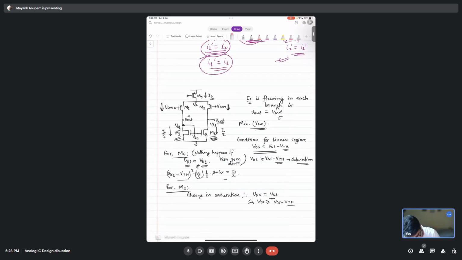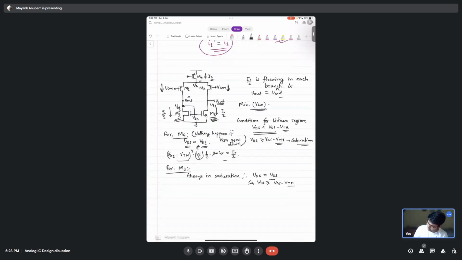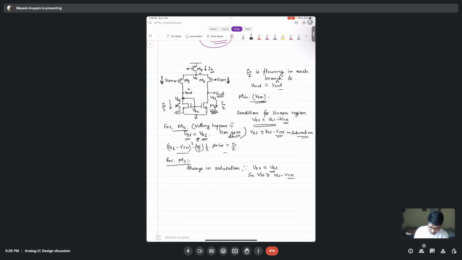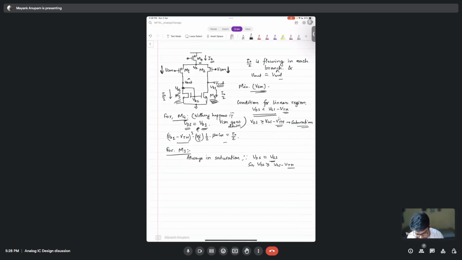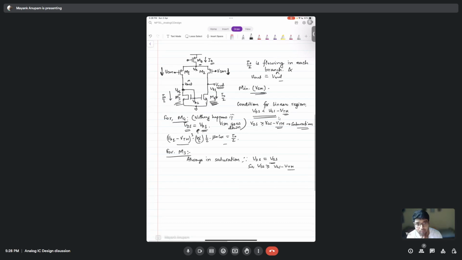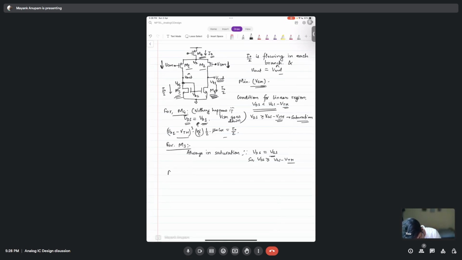First of all, what happens to M0 if VCM goes down? There is no relation between them. The gate voltage and source voltage are connected to VCM, no sir. Which one are you asking about? I'm asking about M0, M1 and M2. Tell me, which one should I take first? M1? Let's talk about M1.